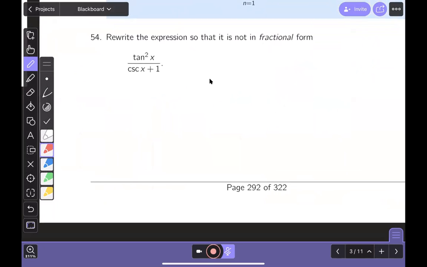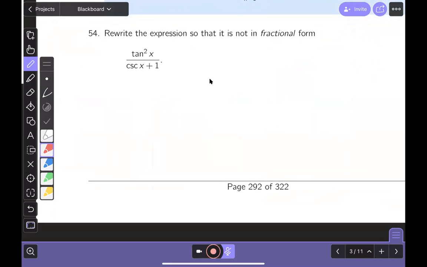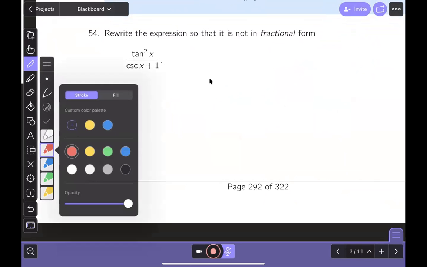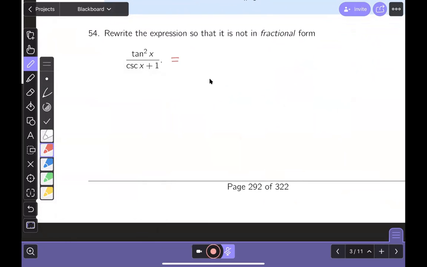And number 54 says, write the expression so that it's not in fractional form. And certainly, someone says, what are your goals here? My goals are to rewrite it. All right. So I'm going to play around with it. And what I would probably do is write everything in sines and cosines. It may not work though. And what I mean by that, this could go in a dead end. But if I don't move, I am in a dead end.